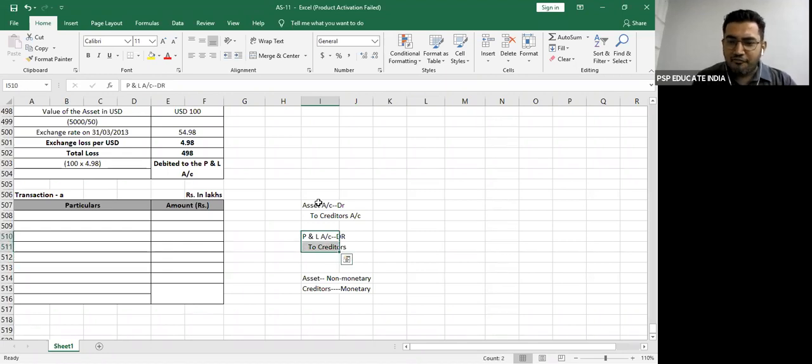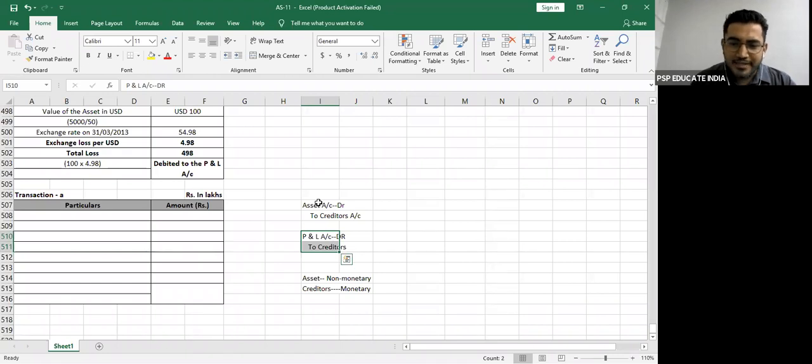When I pass this journal entry P&L to creditors, am I giving effect to asset or creditors? I am giving effect to creditors. Is creditors a monetary item? Yes or no? Yes. So can I give effect to creditors? Of course I can give effect. In this entire question, you said that the question gets over at this point. So tell me, did I give any effect to the assets?